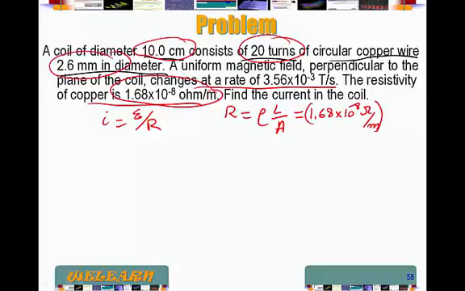That's my rho. My L is the length of the wire. The length of the wire is going to be how many turns times the circumference of each of the coils. So the circumference is pi times the diameter. In this case, that comes out to 20 times pi times 0.1 meters. So that gives us about 6.28 meters. So this is my length.